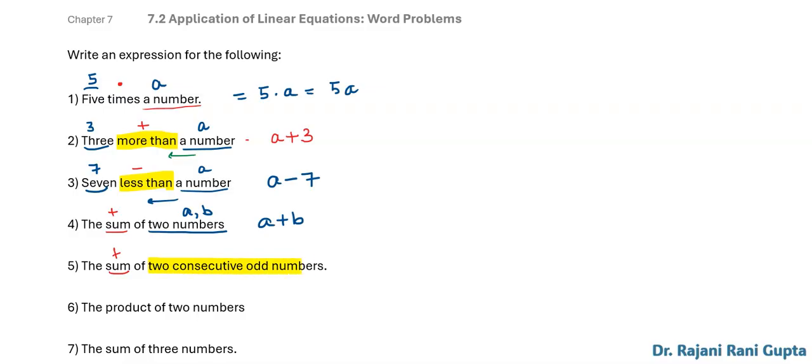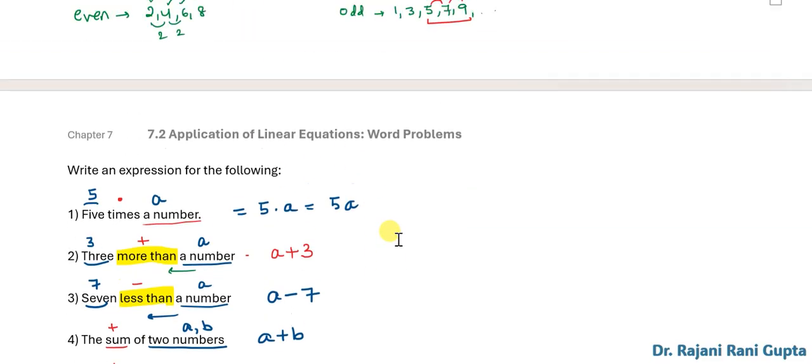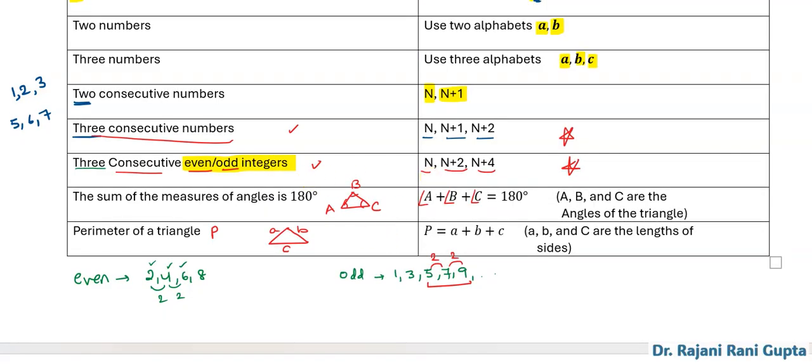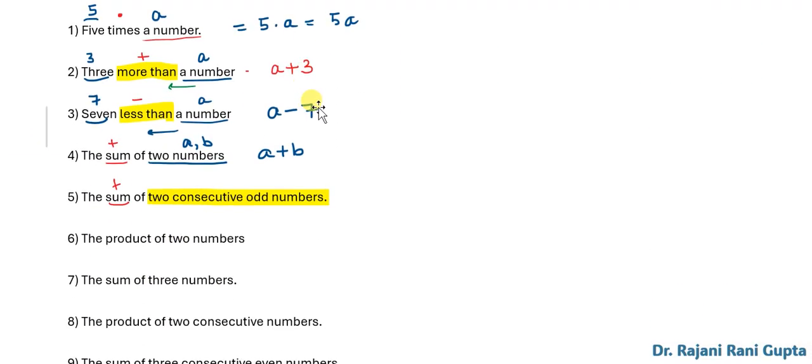Two consecutive odd numbers. Consecutive and odd. So you saw the difference here. Here it's only consecutive, here consecutive odd. If 3, we were taking n, n plus 2, n plus 4. Now we need only 2. So we take the first 2. We always start with n. N, n plus 2. So consecutive odd numbers will be n, n plus 2.